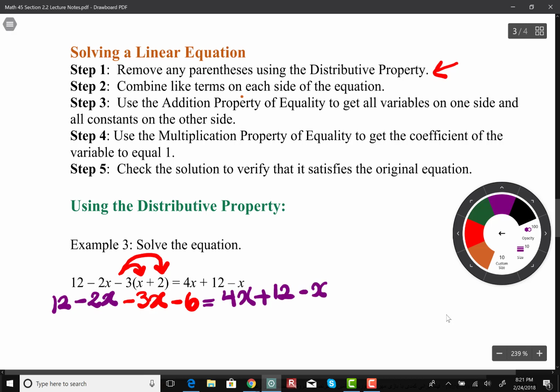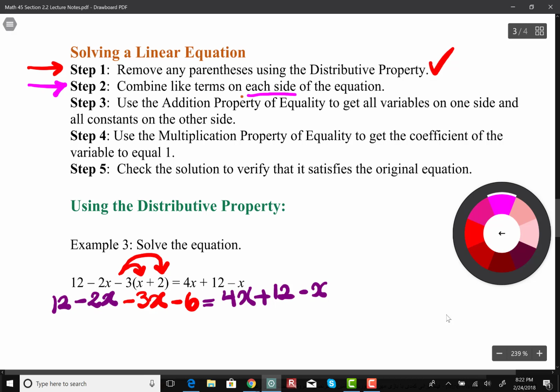Okay, so we did step 1, which was this step. I put a check mark. So that was remove any parentheses. The next step is, this is the next step. Combine like terms on each side. So pay attention to this part. It says combine the like terms on each side of the equation.